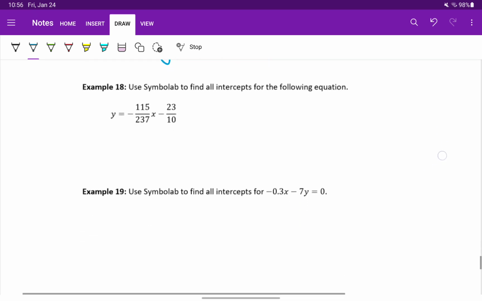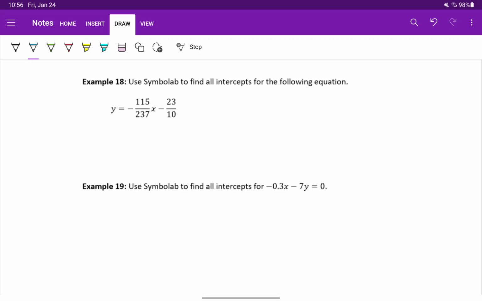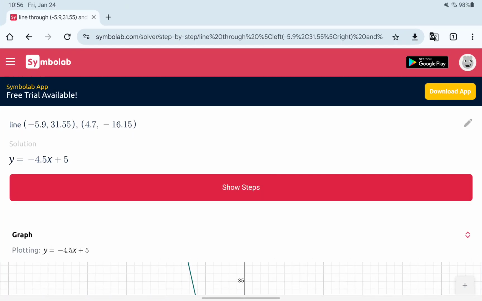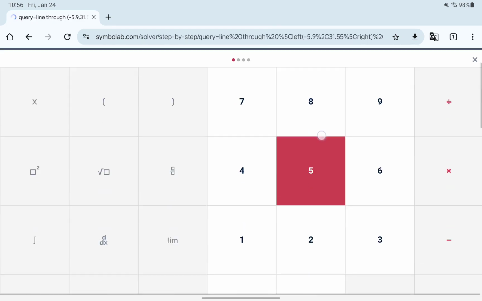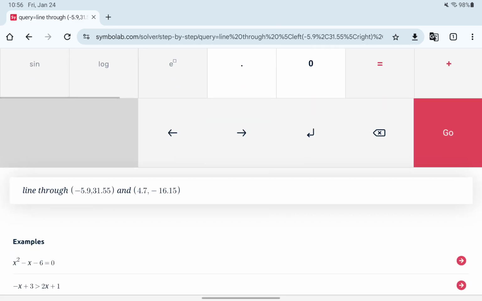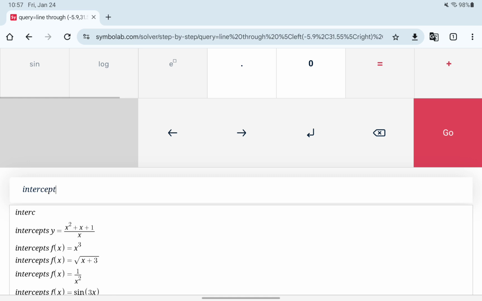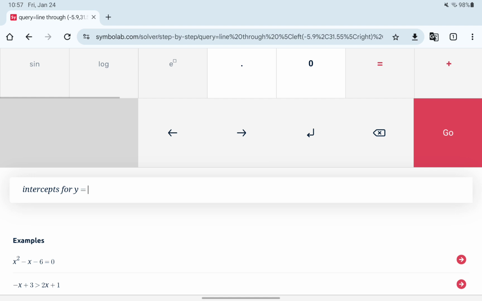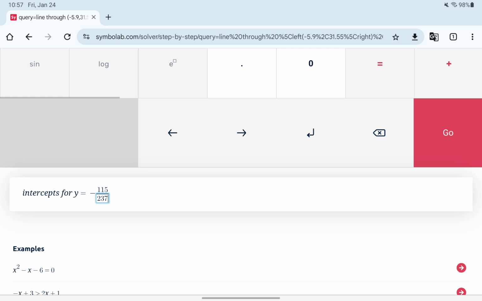In examples 18 and 19, now what we want to do is find the intercepts for two different linear equations. We'll go back into that entry field and delete what we've got there. And now what we'll type in is the command intercepts, because we want to find all x and y intercepts for this equation. Y equals negative 115 divided by 237. I'm going to press the right arrow to move out of that fraction that I was entering so that that fraction is being multiplied by x, and then subtract 23 over 10.